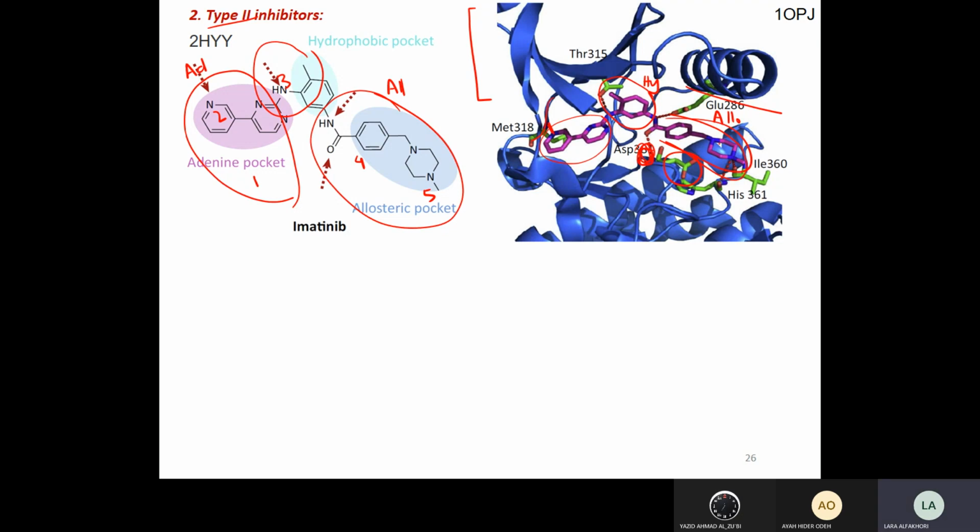Okay. What would you consider the nature of the amino acids in the allosteric site? Both, actually. Some may be hydrophobic, forming interactions with the phenyl, and some are polar, such as for instance this histidine forming interactions with that tertiary amine, which could be protonated at physiological pH. Okay.